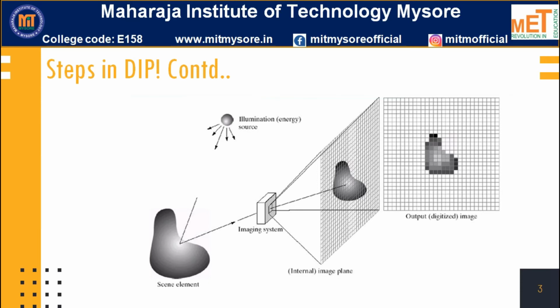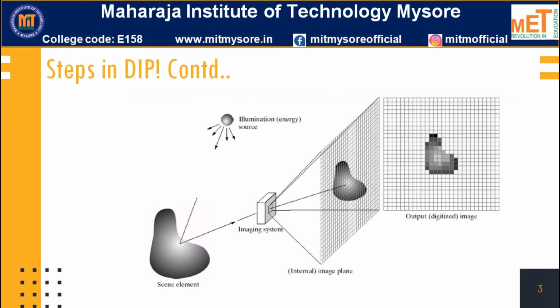Next, after the acquisition of the images, sampling and quantization happen internally. We will see in further classes how the sampling and quantization happen. And we get a digitized image. This is our task now. So during this process, let us see what all the steps are.